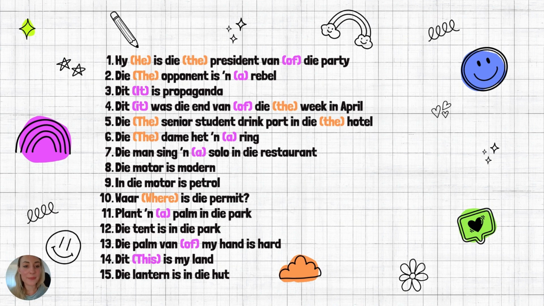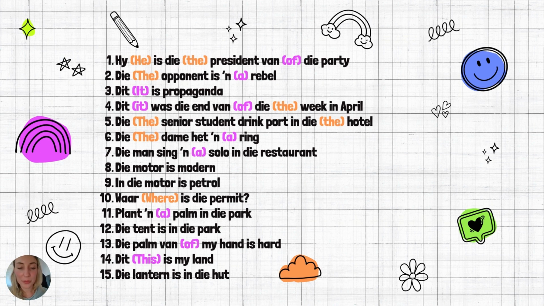Sentence number 3. Dit is propaganda. It is propaganda. Number 4. Dit was die eind van die week in April. It was the end of the week in April. Number 5. Die senior student drink port in die hotel. The senior student drinks port in the hotel.